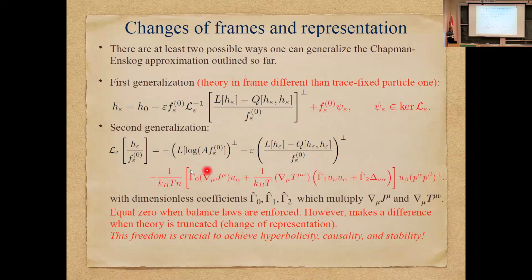This is one way of writing it, but you have here 3 dimensionless coefficients, gamma 0, gamma 1, and gamma 2. This is something you're allowed to add because it is 0 at the end. However, once you truncate the theory, it will make a difference. And I'm going to show you, I still have a few minutes, how it will impact the theory at first order. How you choose these coefficients will impact whether the system at the end is hyperbolic or not, or whether it has causal propagation or not.